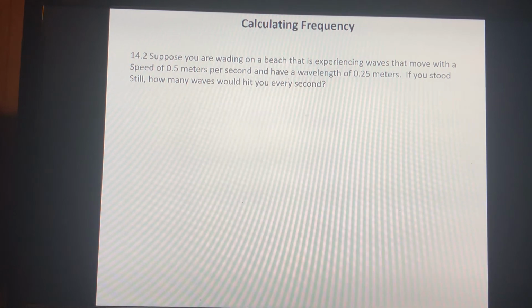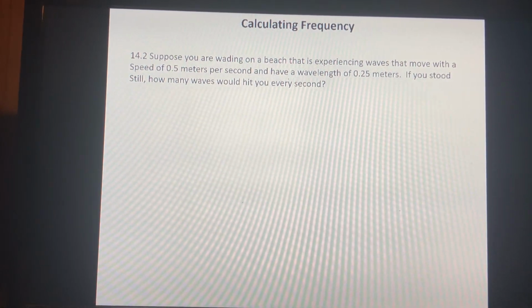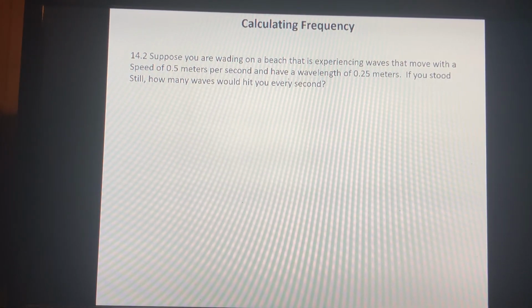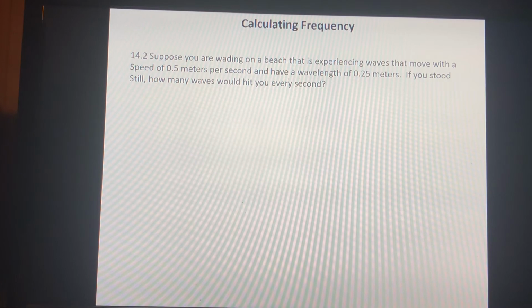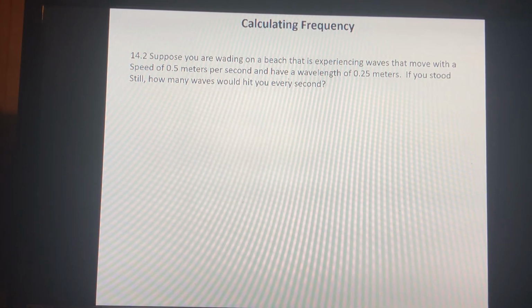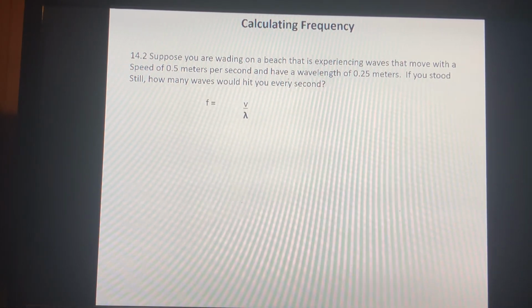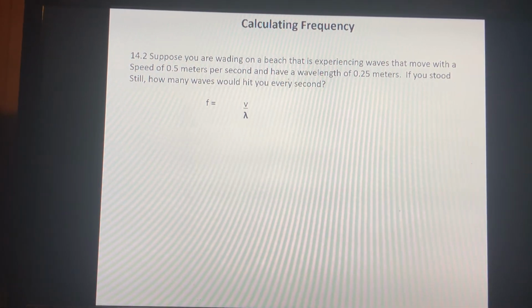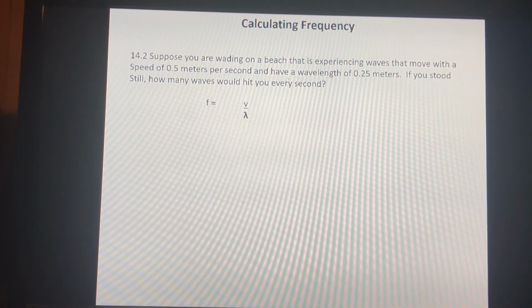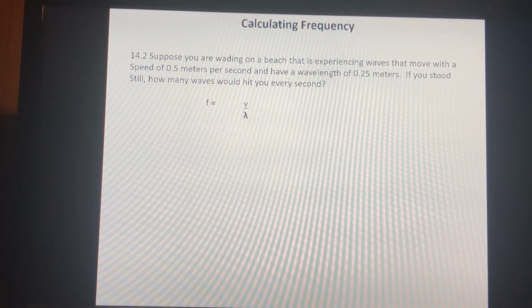All right, next one. On your own, question 14.2. Suppose you are waiting on a beach that is experiencing waves that move with a speed of 0.5 meters per second and have a wavelength of 0.25 meters. If you stood still, how many waves would hit you every second? Once again, we're going to find the answer to this by using our frequency equation. Frequency equals speed divided by wavelength.